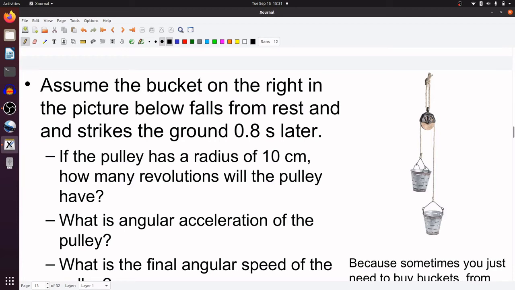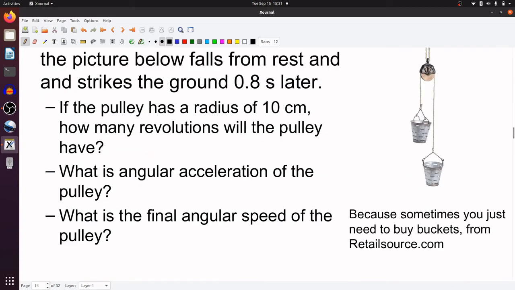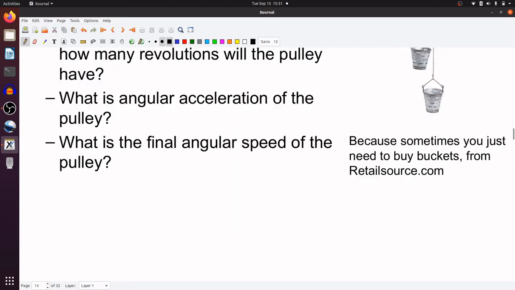Assume that you've got an Atwood's machine, although we're not actually going to solve an Atwood's machine, as I'll explain. Assume the bucket on the right in the picture below falls from rest and strikes the ground 8 seconds later. If the pulley has a radius of 10 centimeters, we want to know how many revolutions the pulley will have, what's the angular acceleration of the pulley, and what's the final angular speed of the pulley.